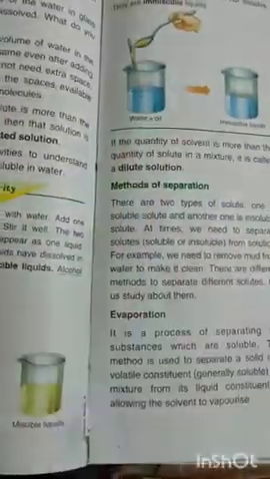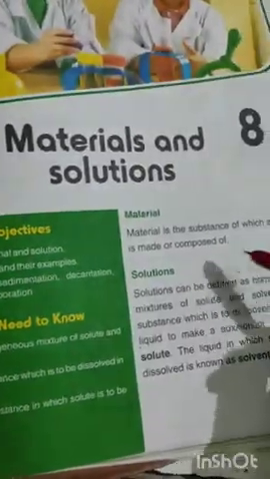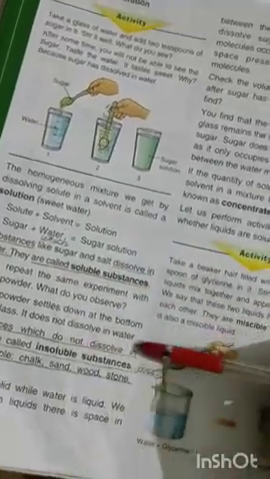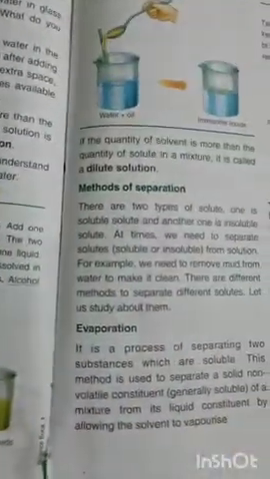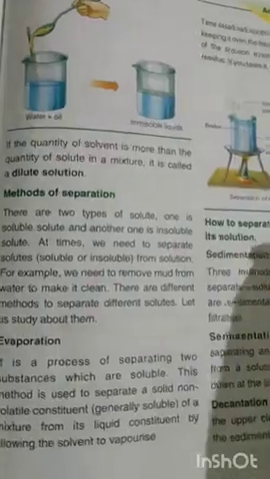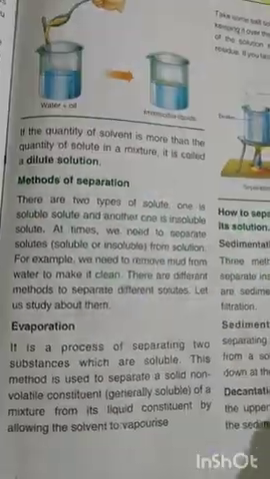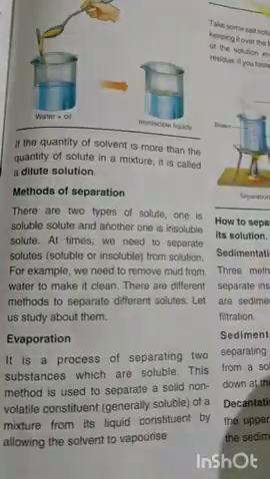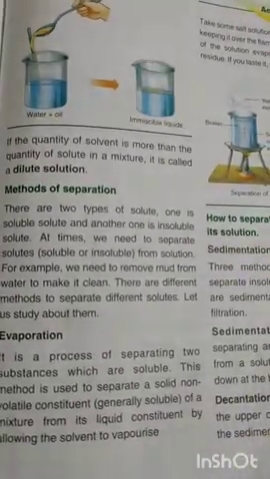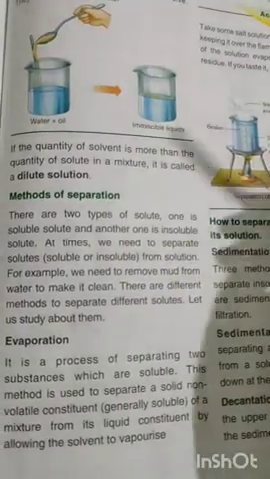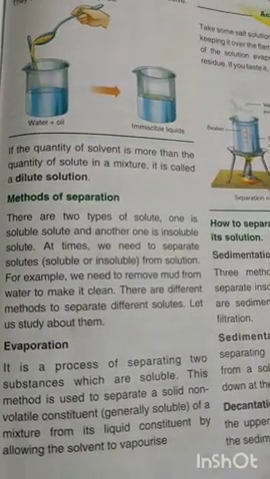So, you have learned about solution and soluble substance, insoluble substance, okay? And now we will understand how to separate it by the methods of separation. So, there are two types of solute. As you know, one is soluble solute and another is insoluble solute.